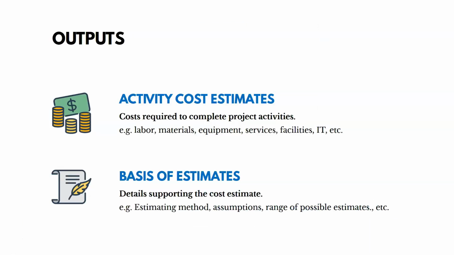Now, in the estimate cost process, there's 2 key outputs. Activity cost estimates, that's just the cost to complete project activities. That could include labor, materials, equipment, services, IT, and so on. So we have the estimates themselves, and then we have a basis of estimates. It's basically just data or details supporting the estimate that we came up with. We talk about what method we used, any assumptions that were made, and a range of possible estimates perhaps. So we should have our cost estimates and a basis for how we got to that estimate.